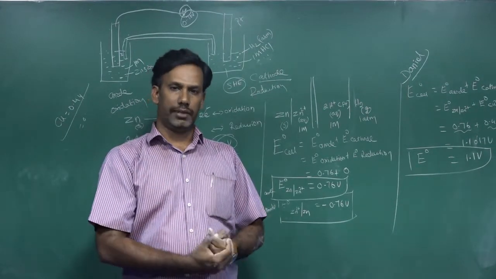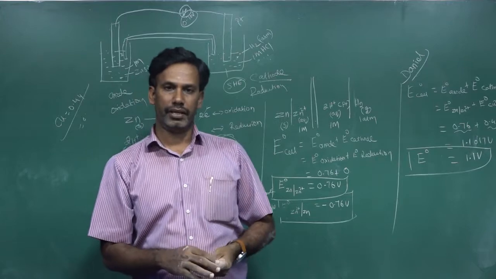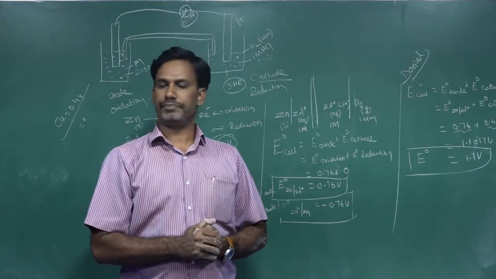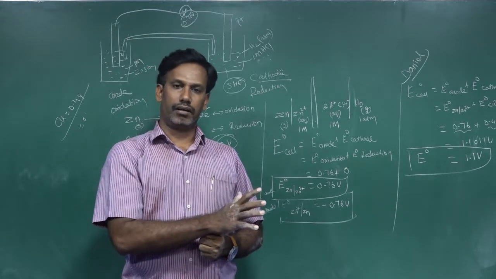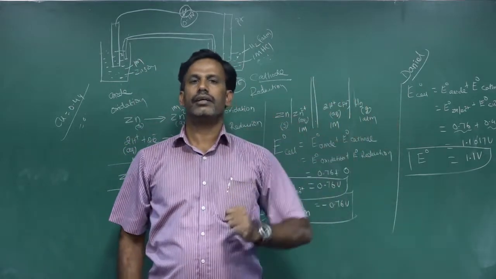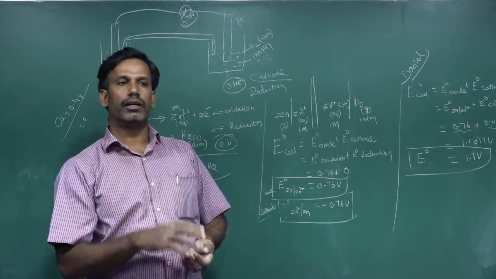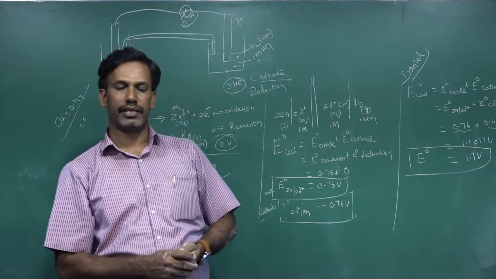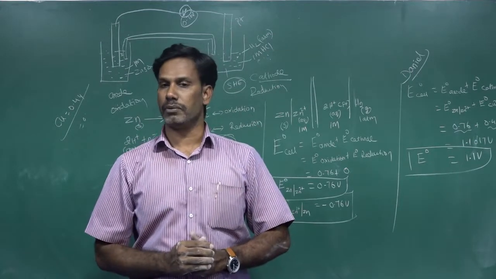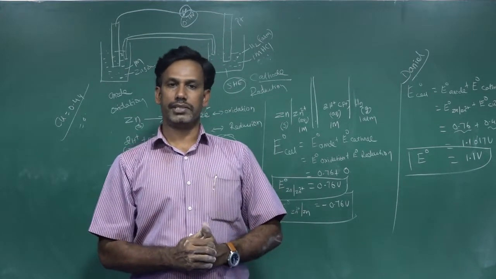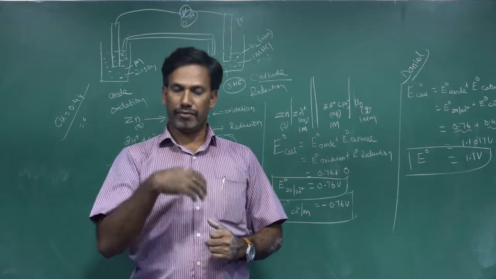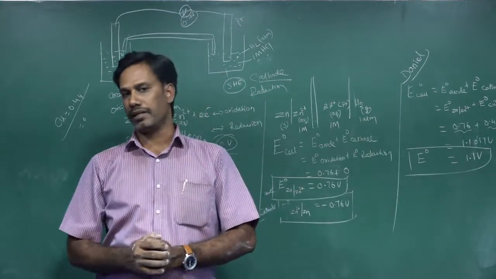Then how to measure the EMF? EMF can be calculated from E cathode plus E anode, that is E reduction plus E oxidation. From this we can calculate the Daniel cell EMF. After that, how to calculate the electrode potential of a single half cell? It is impossible to determine a single electrode potential directly; there is no method to calculate it. But by keeping a reference electrode, we can construct a cell, and from the cell we can calculate the EMF and the single electrode potential.